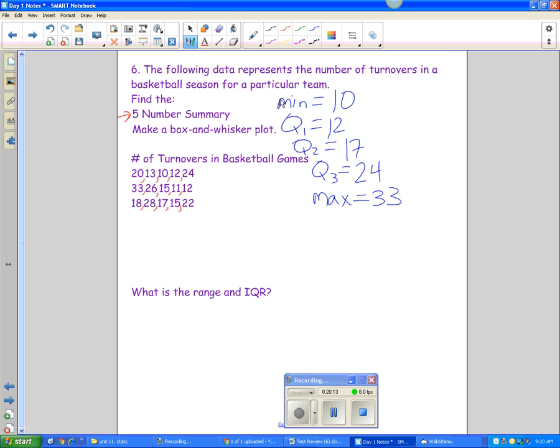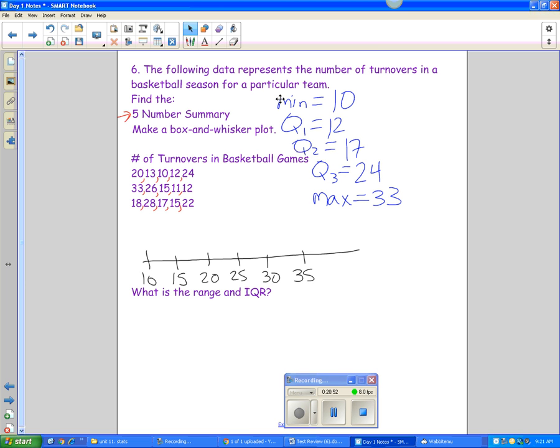Okay, now we're going to make a box and whisker. So you have a line on your paper. If you don't have room right there, you can draw a line somewhere else. The first thing you have to do to make a box and whiskers is make a scale, like a number line, kind of. So what's our lowest number? 10. What's our highest number? 33. So what do you want to go by to go from 10 to 33? What do you want to count by? Fives, okay? So we'll do 10, 15, 20, 25, 30, and 35. So that will be my number line.